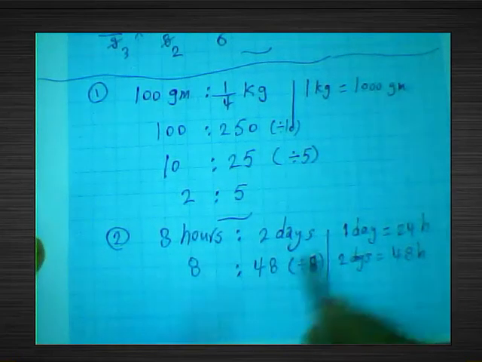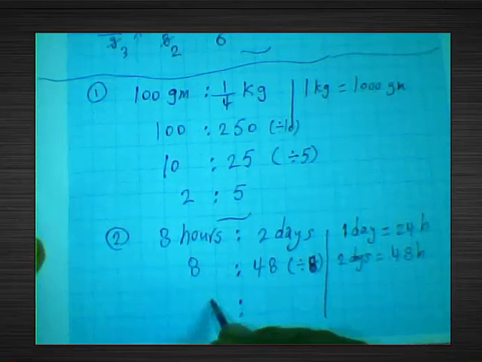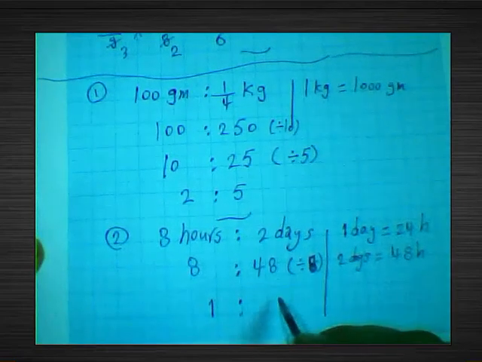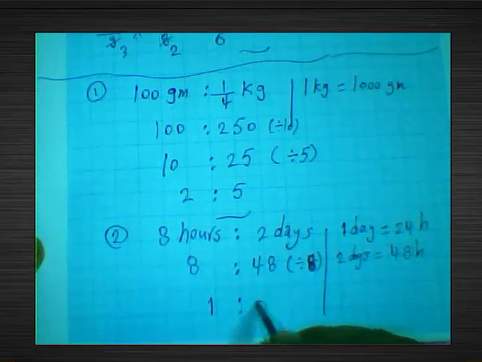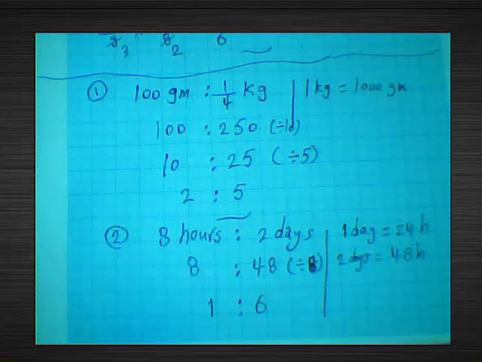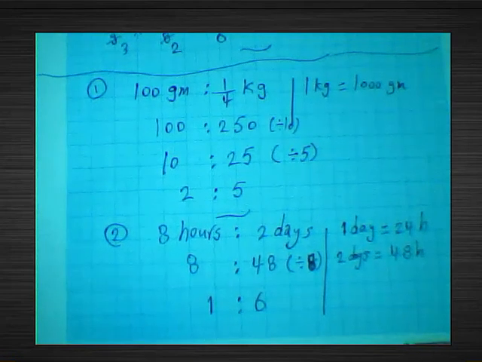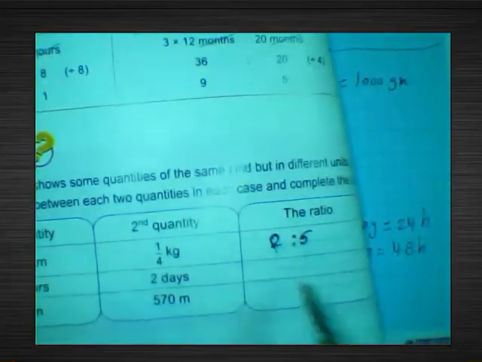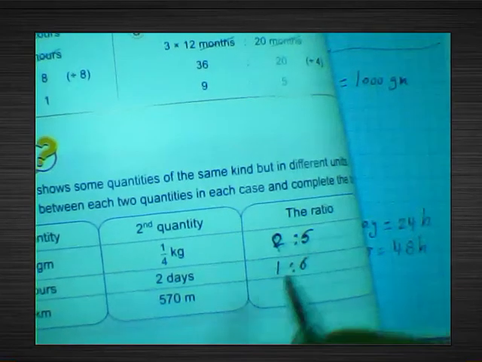8 divided by 8 equals 1. 48 divided by 8 equals 6. Excellent, because 8 times 6 equals 48. It's easy for you. Okay, so we write here 1 to 6.